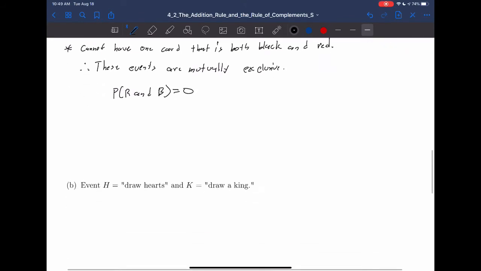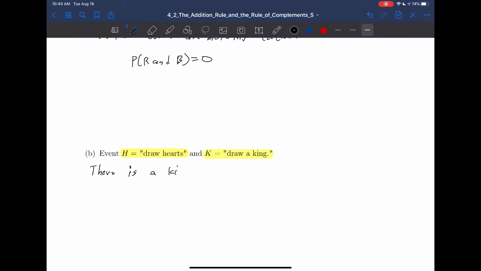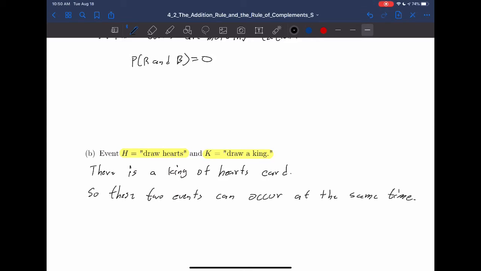But let's consider another example. We have two events, drawing a heart and drawing a king. Well, in a standard deck of cards, there actually is a king of hearts. So these two events can occur at the same time. Thus, they are not mutually exclusive. So given these kinds of problems, you want to think about whether these two events can happen at the same time.